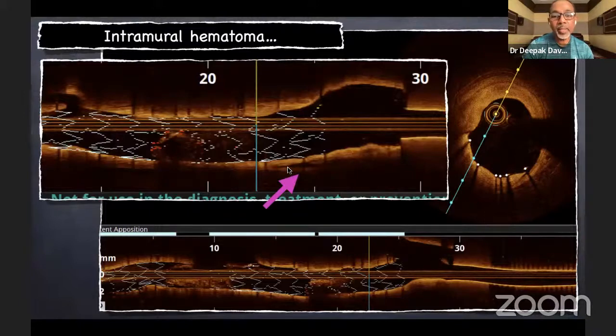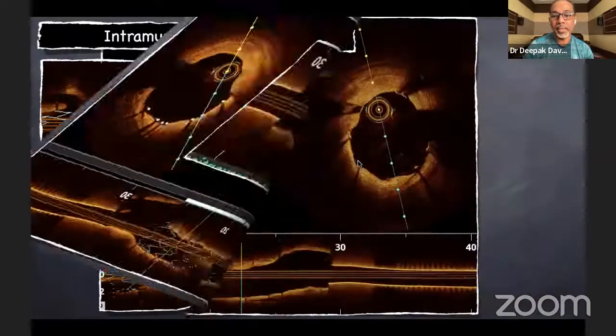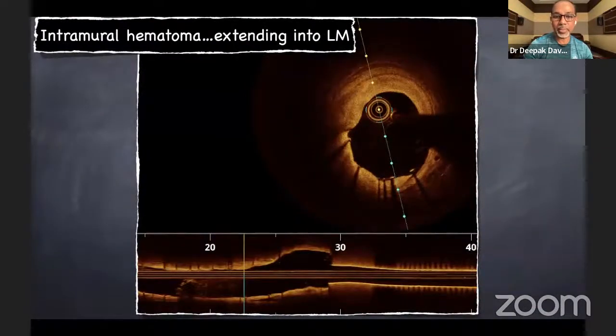You could see here that there is a small intramural hematoma over there. That's the intramural hematoma. You could see in the next movies that this particular hematoma is actually seeping back into the left main till almost this particular area. So that can be highlighted in this particular image.